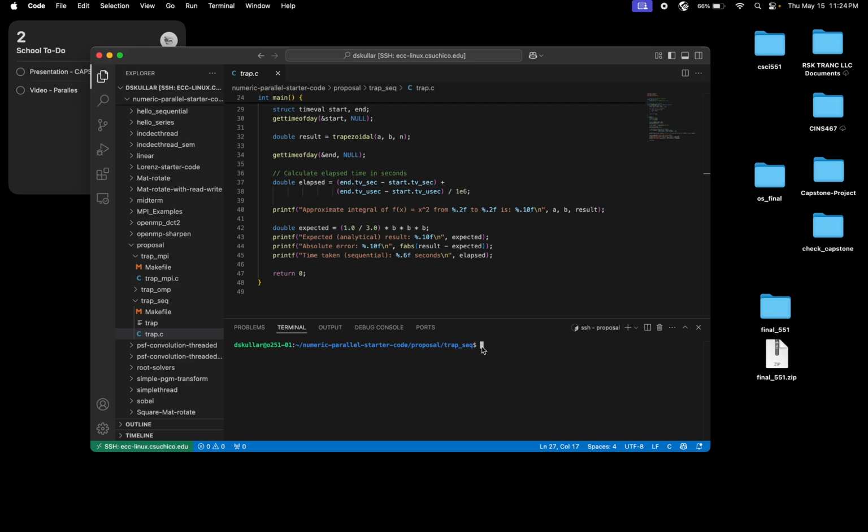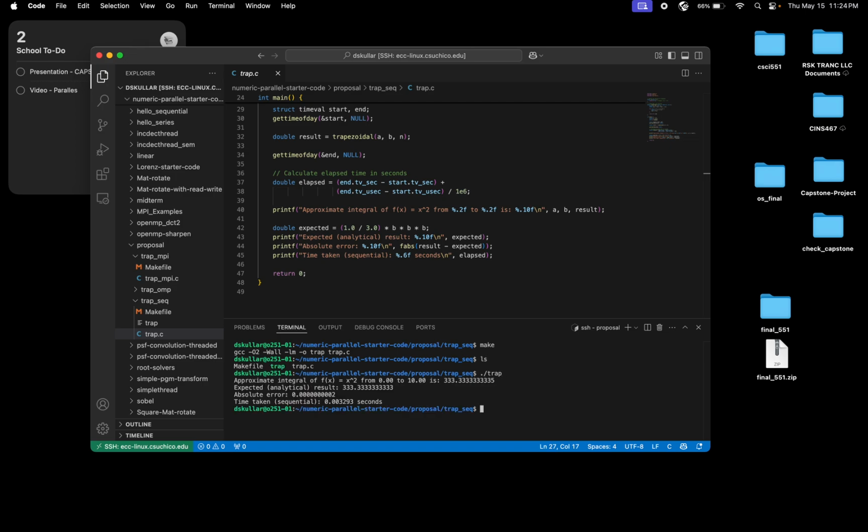Let's execute our code here. Make, then ./trap. Here we can see the output shows the estimated integral, the expected analytical result, the absolute error, and the time taken. With 1 million trapezoids, the approximation was very close, and we proved this in our proposal by comparing it to Wolfram Alpha.